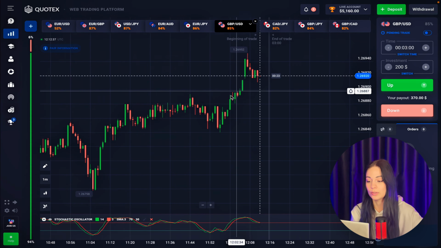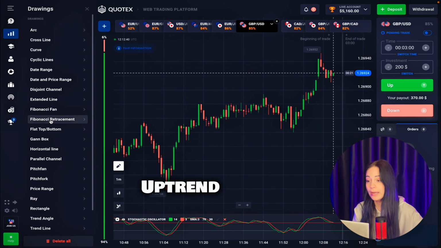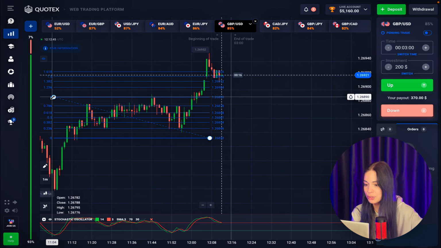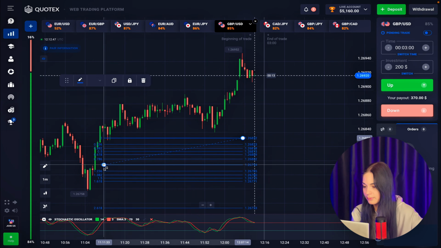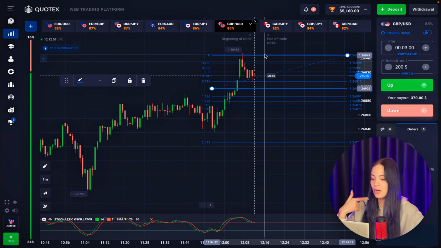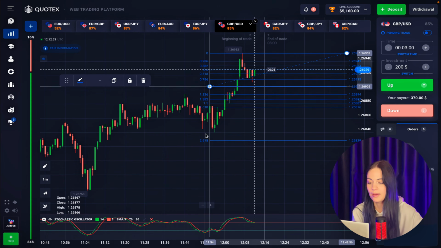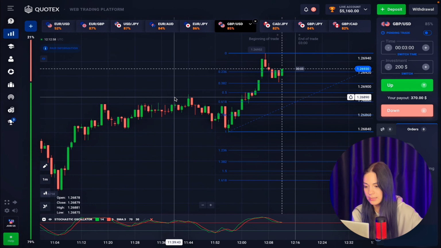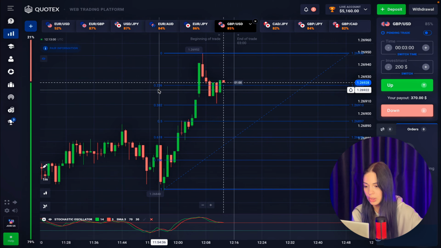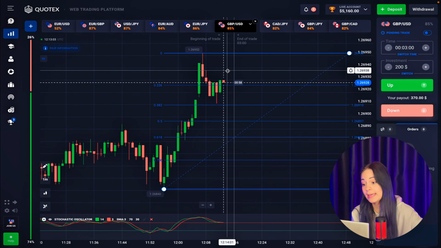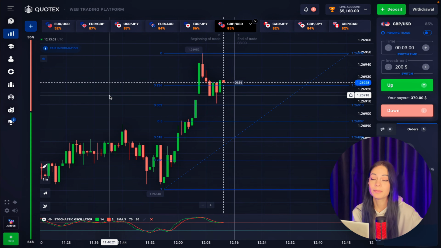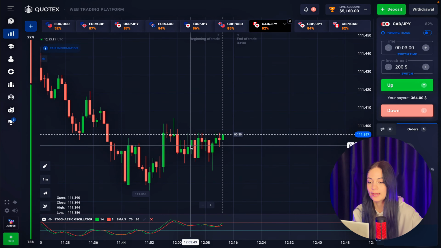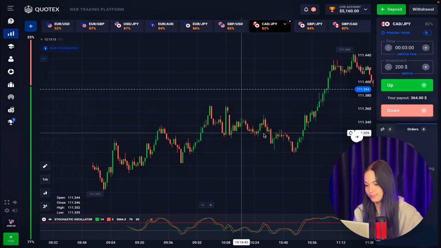Okay, this one, we have a pullback here, we have an uptrend, as you can tell. Let's of course add our Fibonacci retracement tool, and of course we need to flip it over, because the 0 is supposed to be on the top, 1 is supposed to be on the bottom. We put it on the beginning of the pullback, and the number 1 is on the swing low. Okay, so here we can look at this chart, but of course I'm not going to use only one of them. I'm going to analyze many currency pairs, and we will try to find an entry point into a deal.